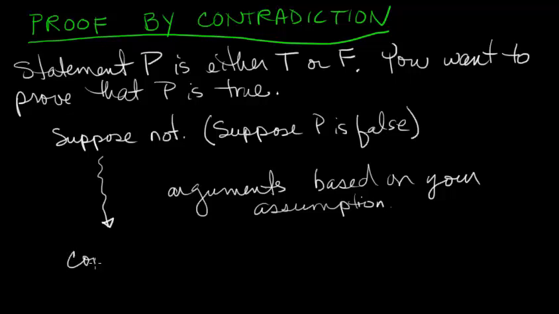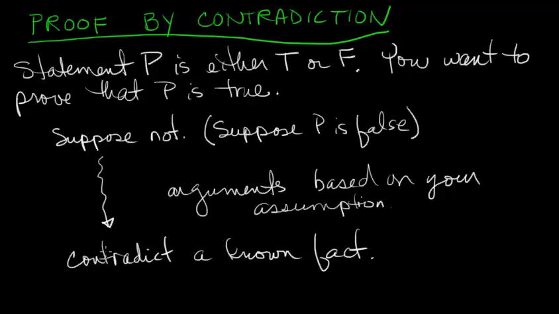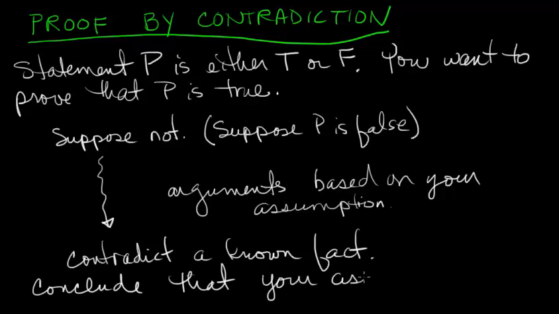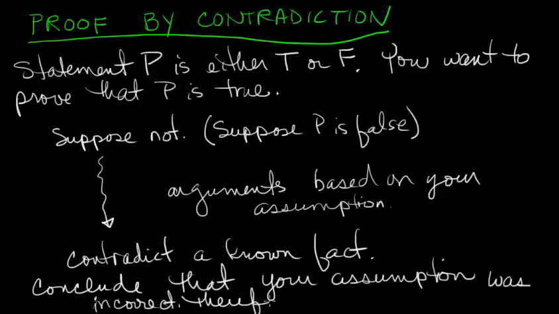Or in other words, you contradict a known fact. Well, if you contradict a known fact and you have had a series of arguments based on your supposition, then your supposition must not have been correct. So you can conclude that your assumption was incorrect. Therefore, the statement P is indeed true. This is the basic outline of a proof by contradiction.